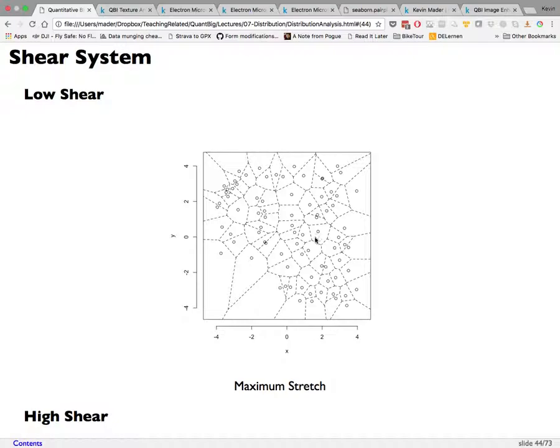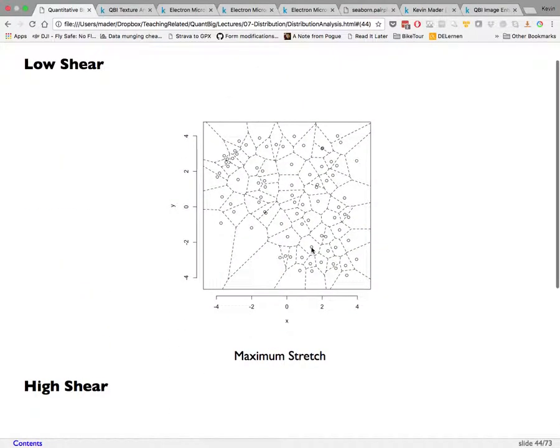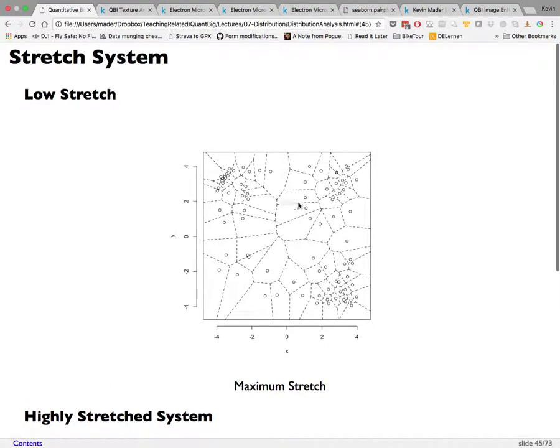Shear is the same sort of idea. Here is a low shear and here is a high shear system, where we start to get banding in this Voronoi tessellation representation. And so we get very clear changes as the structure goes from being an unsheared to a very strongly sheared system.